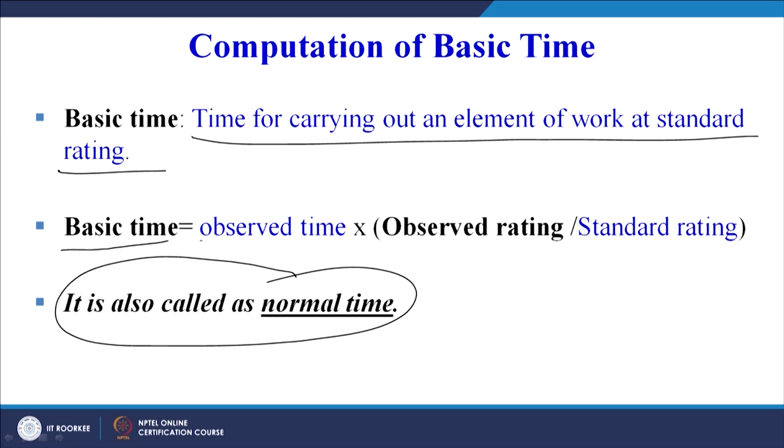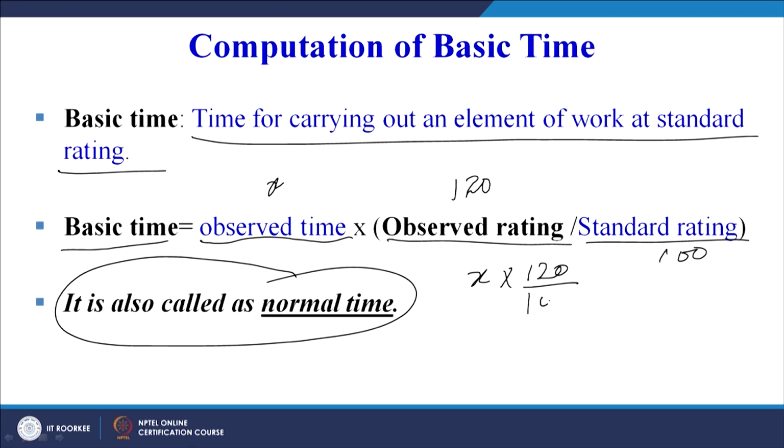It is given, all of you know, observed time multiplied by the observed rating. Suppose we give this observed rating as 120, and standard rating is taken as 100. Whatever the observed time is, suppose it is x, my basic time will become x into 120, which is the observed rating, divided by 100, which is the standard rating. This will give me the basic or the normal time, and to this basic or normal time I will add the allowances to get the standard time.